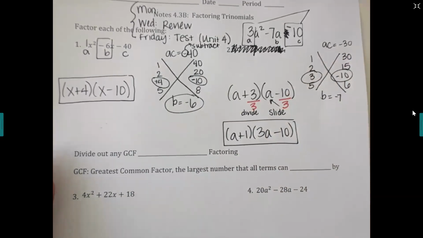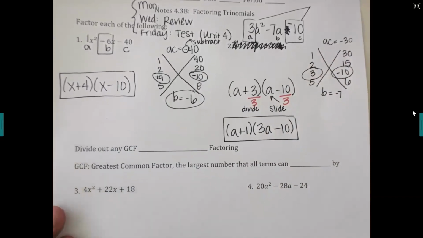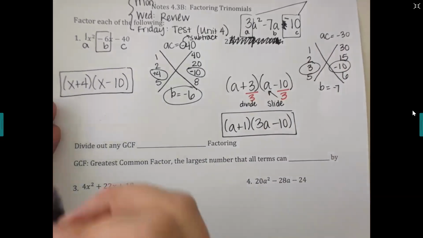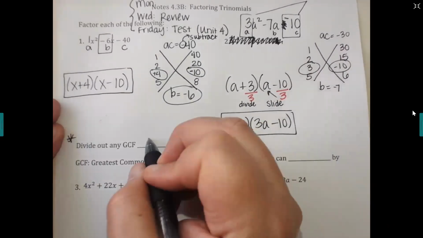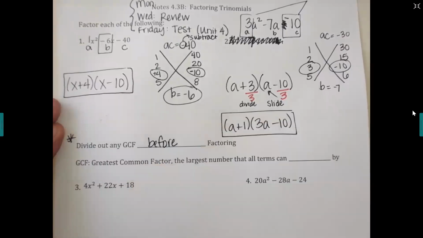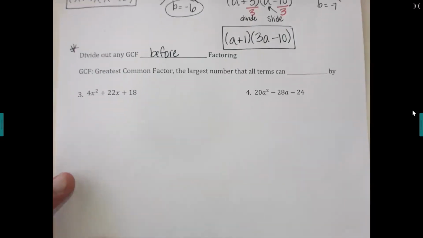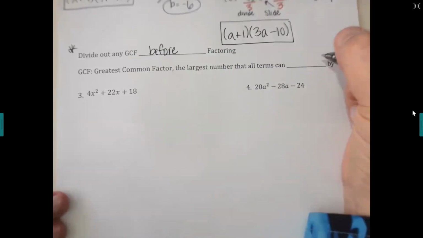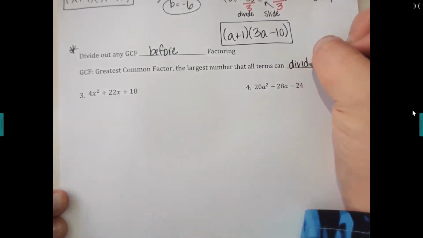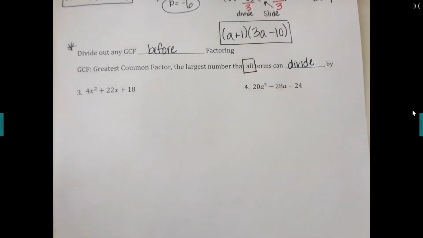Okay, so if you'll look at the next two examples, both of these have what's called a GCF. You are always going to divide a GCF out before you factor. Okay, and then do we know what GCF stands for? That's okay, it's right here. Greatest common factor, and now let's fill in the blank. A greatest common factor is the biggest number that all the terms can divide by. So what a greatest common factor is when all your numbers can divide by the same thing. Okay, but all of them have to divide.